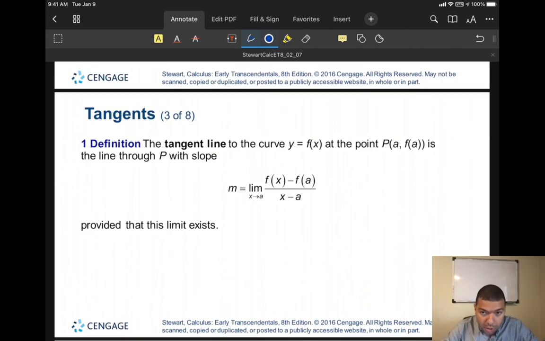The tangent line to the curve y equals f of x at the point P, (a, f of a), is the line through P with slope m given by this limit, which is the limit of f of x minus f of a divided by x minus a as x approaches a, provided that this limit exists, which is crucial. If it doesn't exist, you'll have to verify anyway. So it is crucial that it exists for a tangent line to exist, but if it doesn't, then you're going to find that out anyway while you try to calculate the limit.